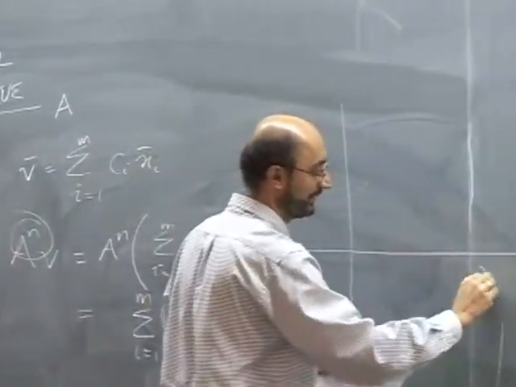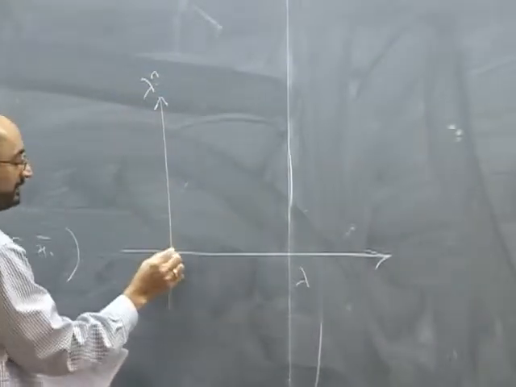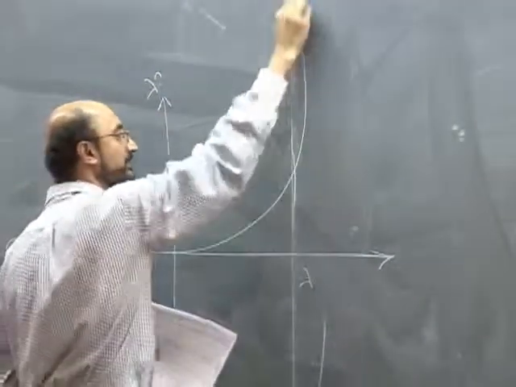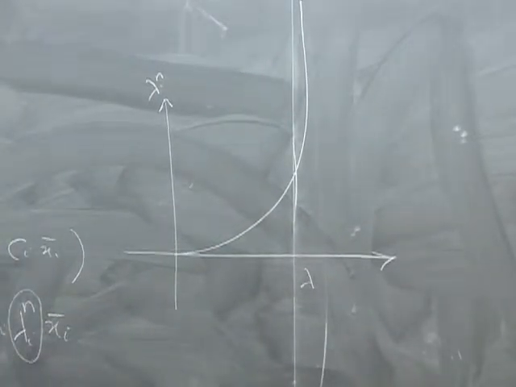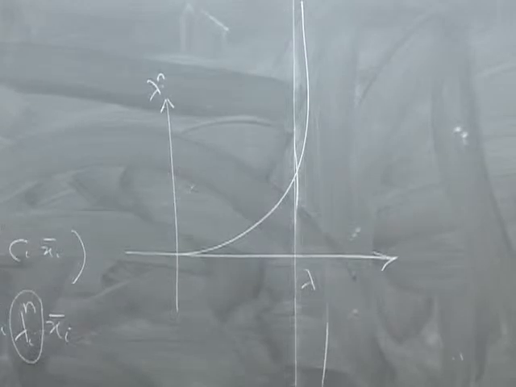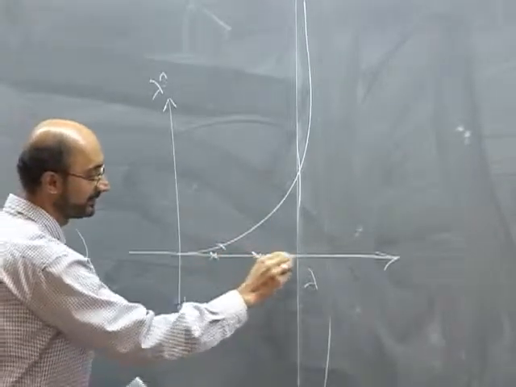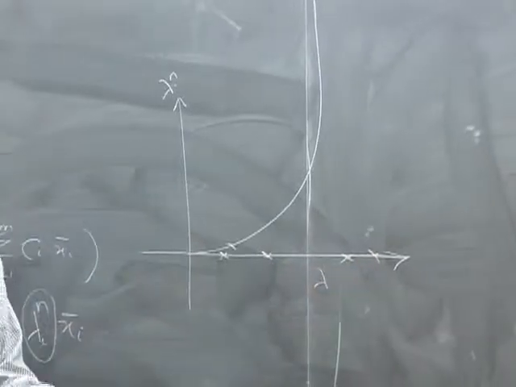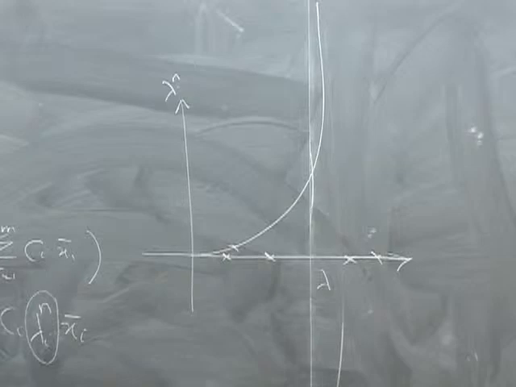I'm just going to take lambda, and here I'm going to plot lambda to the n. Basically, it starts at 0 and goes up pretty fast. So if I'm taking the sum of these n values, ignoring the xi and ci and so on, I have some value here. Let's say I have lambda this, this, this. These are the 4 values of lambda. These are the 4 magnitudes of the eigenvalues, right?